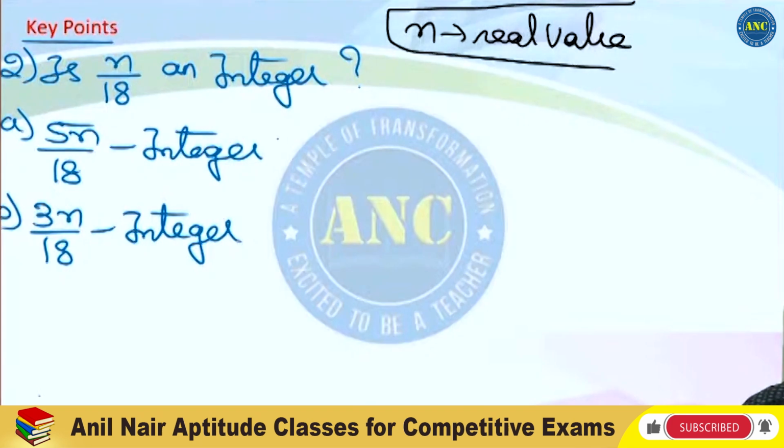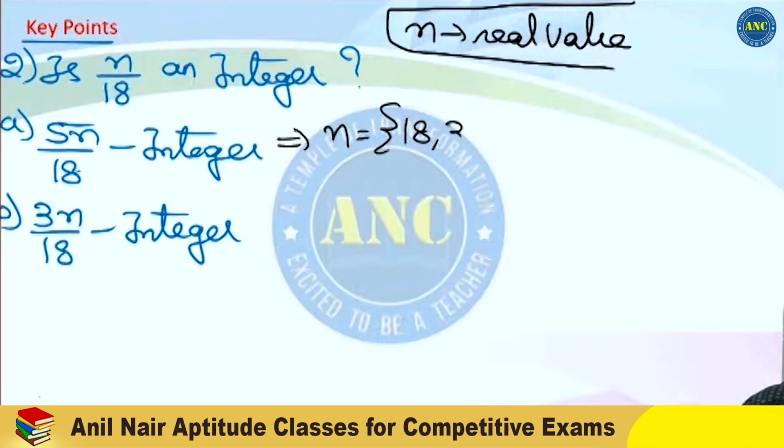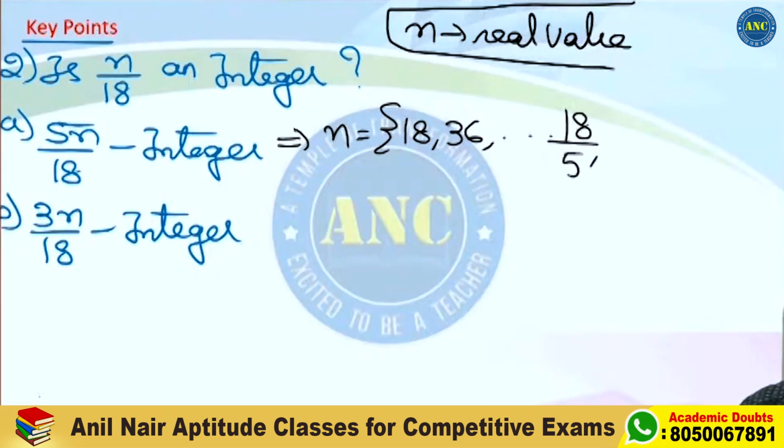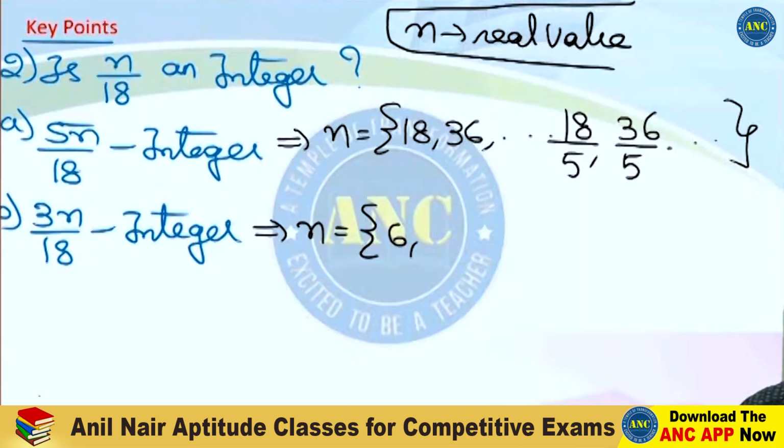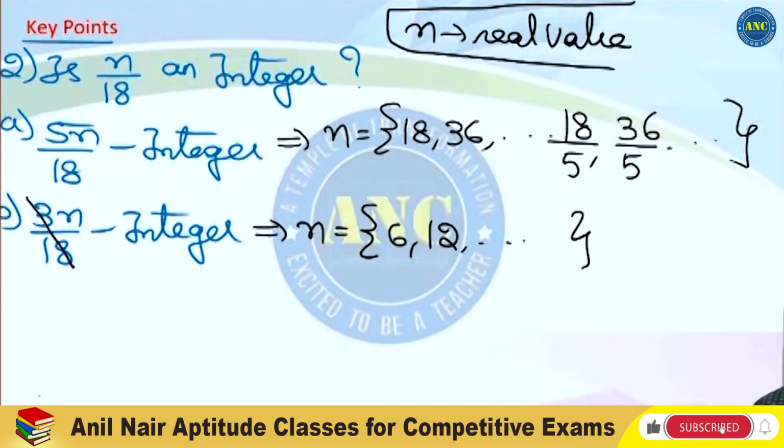5n by 18 is an integer. N could be 18, 36 and so on. N could be 18 by 5, 36 by 5 and so on. 3n by 18 is an integer. N is nothing but 6, 12 and so on, and nothing else will come. 3 1s are 3, 6s are 18.